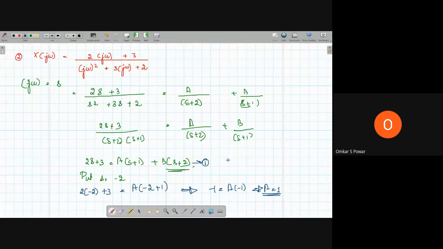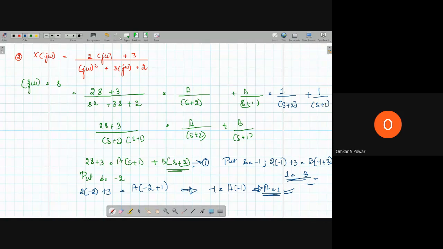So in order to get the value of b, we have to put s is equal to minus 1 in this equation. So put s is equal to minus 1. 2 into minus 1 plus 3 is equal to a into minus 1 plus 1 is 0 plus b into minus 1 plus 2. So 3 minus 2 is 1 and b into 1. So b value is 1. So we have got the value of a and b as 1 and 1. Then substitute here. 1 divided by s plus 2 plus 1 divided by s plus 1.